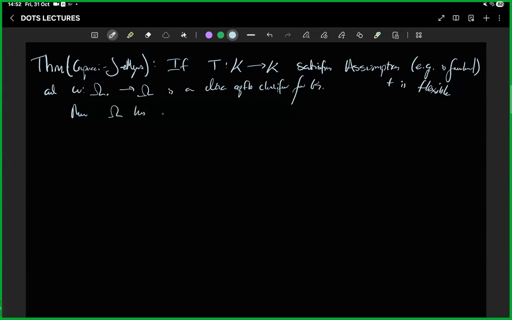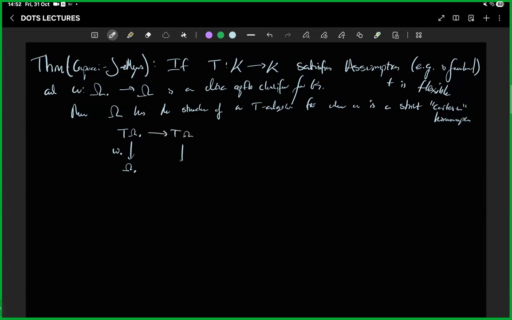omega has the structure of a T algebra, and for which U is a strict homomorphism, a strict Cartesian homomorphism. And what that means is simply that we have T omega dot to omega dot, omega dot, T omega, omega, U, T U, omega, pullback.